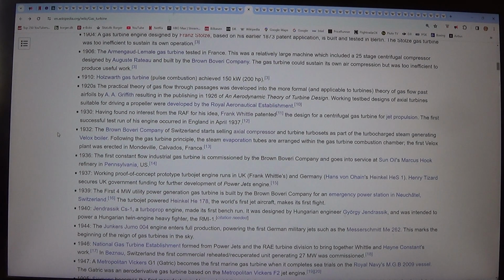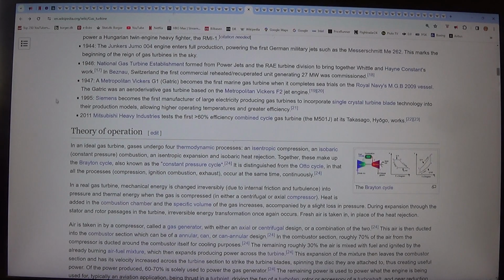In 1932, the Brown-Boveri Company of Switzerland starts selling axial compressor and turbine turbosets as part of the turbocharged steam-generating Velox boiler. Following the gas turbine principle, the steam evaporation tubes are arranged within the gas turbine combustion chamber. The first Velox plant was erected in Mondeville, Calvados, France.